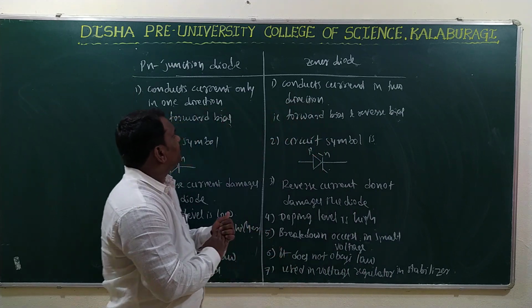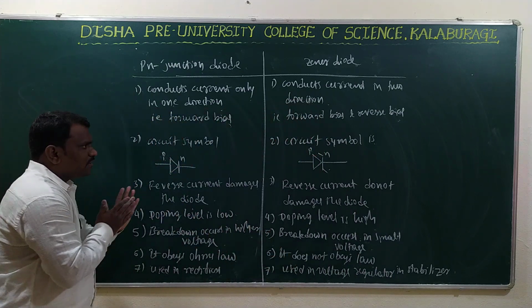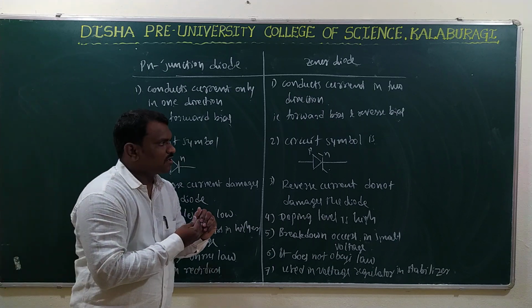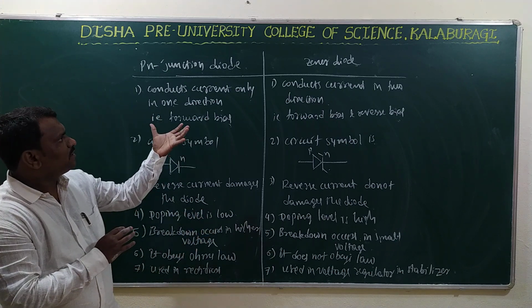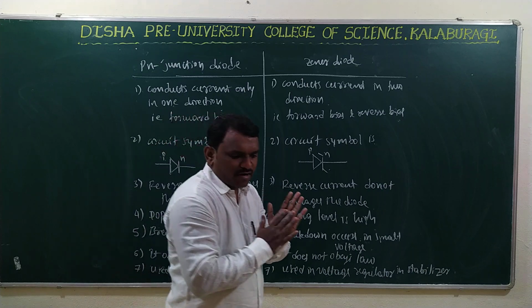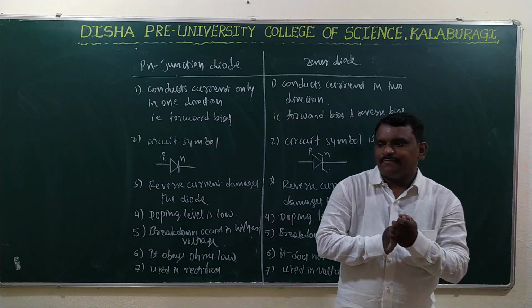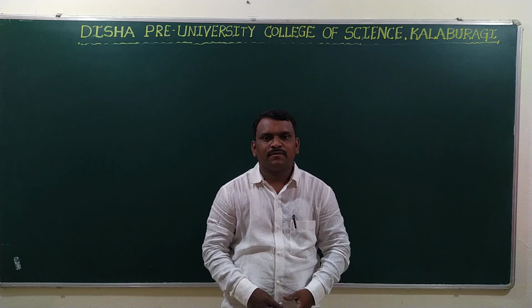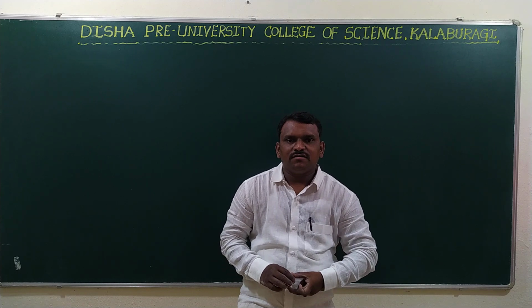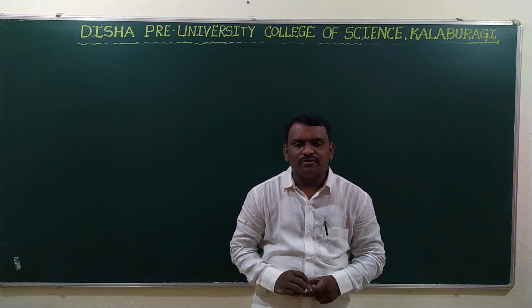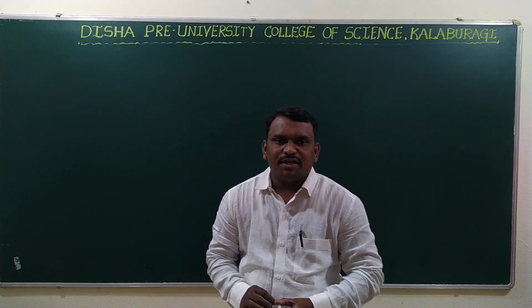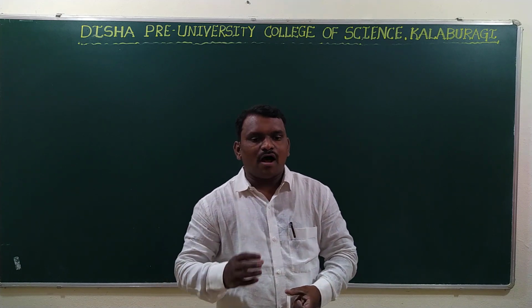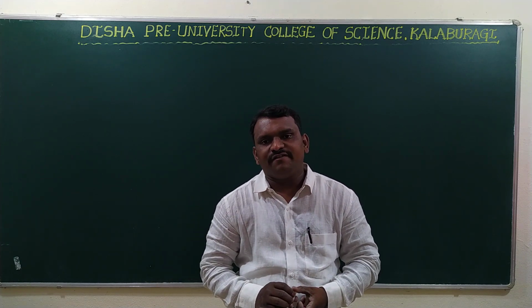These are the differences between the PN junction diode and the Zener diode. The concept is clear, right? This difference table gives some conclusion about the type of diode. Okay, after the study of these two diodes, next, a very important concept in the chapter, that is optoelectronic junction devices.